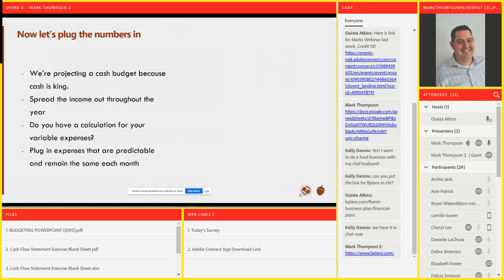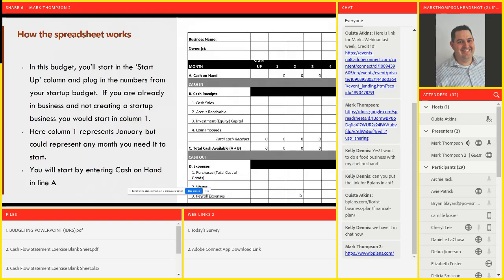And then we're going to plug in expenses that are predictable and remain the same each month, right? That's going to simplify the budget and make it easy to at least get some numbers in there. So let's take a look at the budget form that we used before. I just threw it up here on the screen to show you how the math portion of it is working.